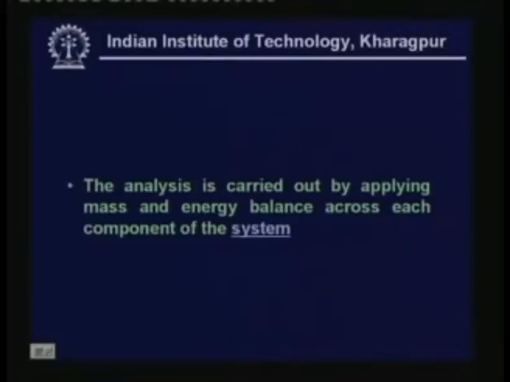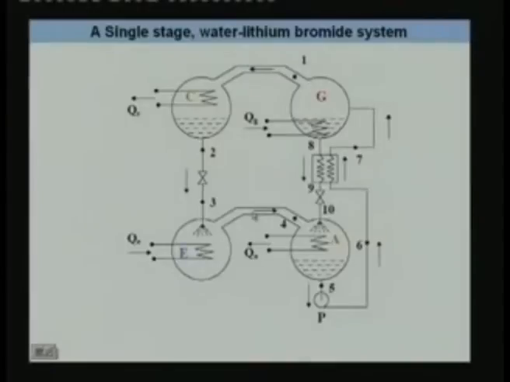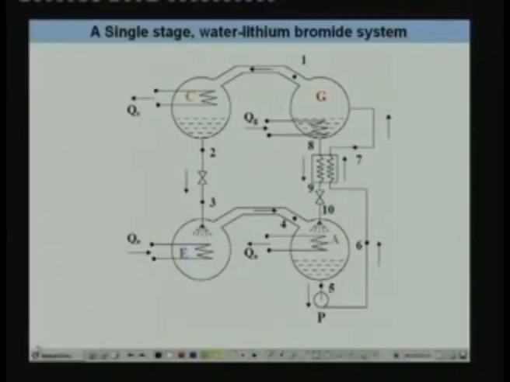And the analysis is carried out by applying mass and energy balance across each component of the system. So let me first explain the system, and then let me give the equations. You might have noticed that in the last lecture I explained the basic vapor absorption refrigeration system, so let me once again explain it briefly.